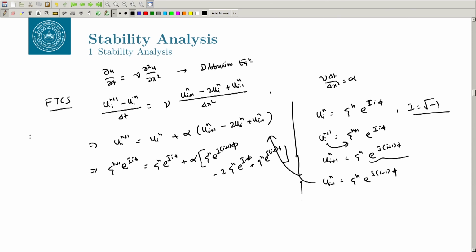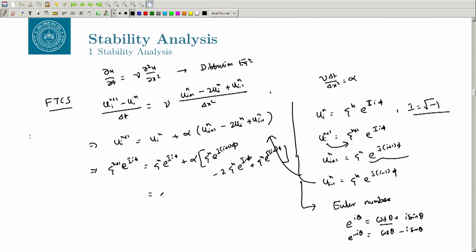Now, you might have read about this Euler number. What is the Euler number? This is e to the power I theta equal to cos theta plus I sin theta, and similarly e to the power minus I theta, you can put cos minus theta plus I sin minus theta, which will become cos theta minus I sin theta. We will use that definition here.